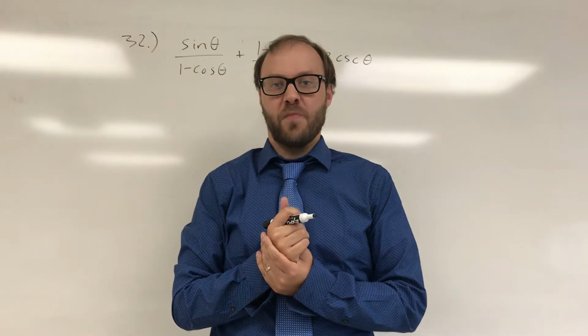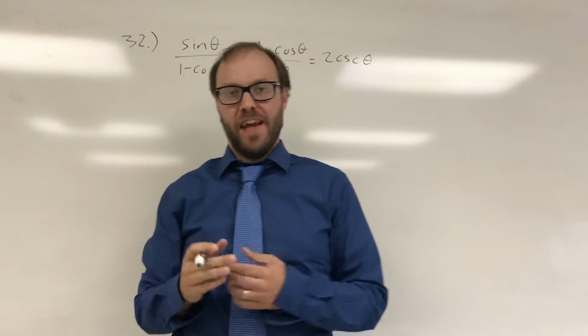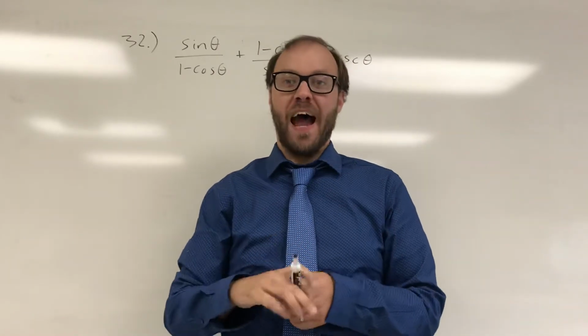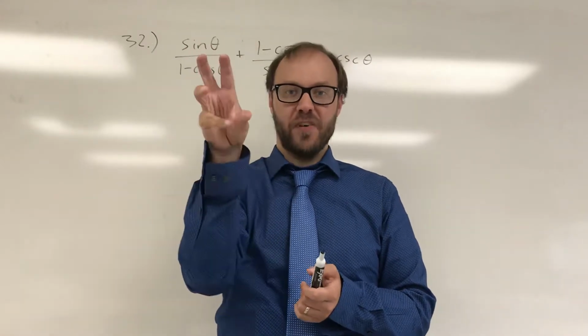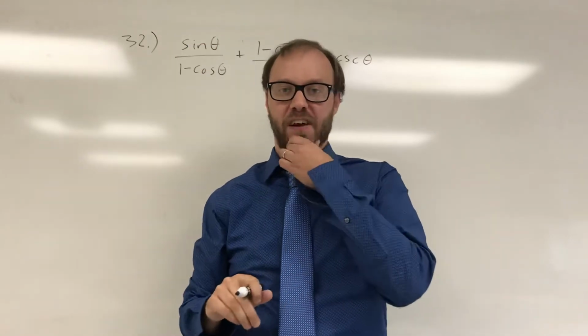This is section 7.6, number 32. So it's another trig verification. I'm allowed to change either the right-hand side or the left-hand side of the problem. I need to show each step as I go. So basically one change, new line. One change, new line, until you have both sides equal to each other.